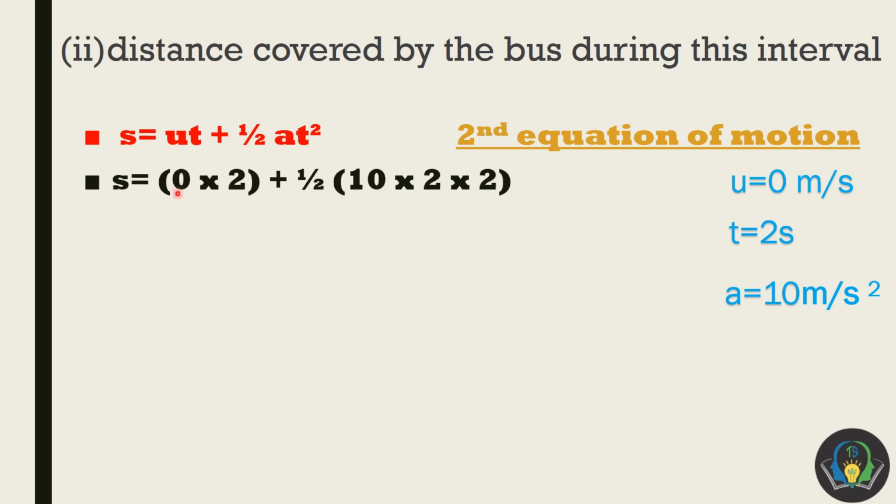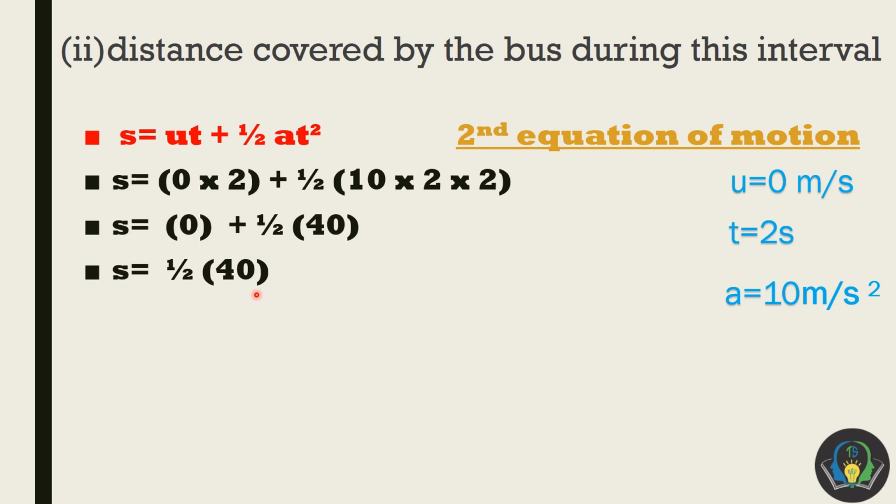Substituting the values, we get 0 into 2 plus half into 10 into 2 into 2, because it is t square. Remember this t square. Now simple math again. This will become 40, the multiplication of 10 into 2 into 2, and the other part will remain as 0. So half of 40 gives us 20. Hence the distance traveled in this particular case will be 20 meters. I hope it's clear till here. So we proceed further.